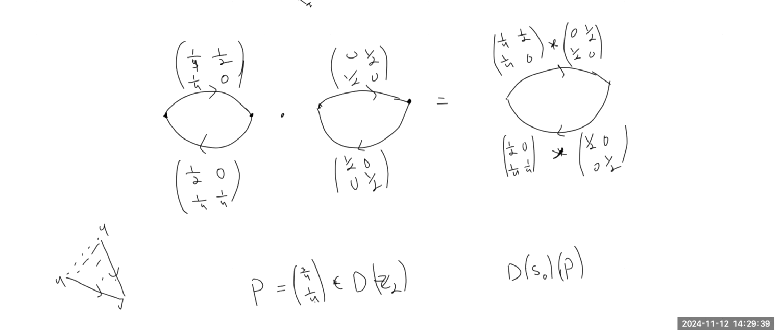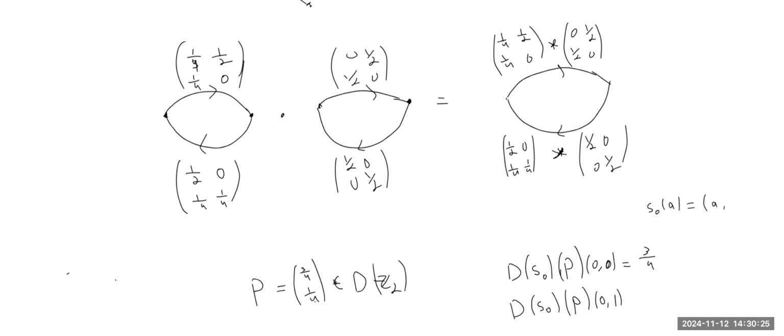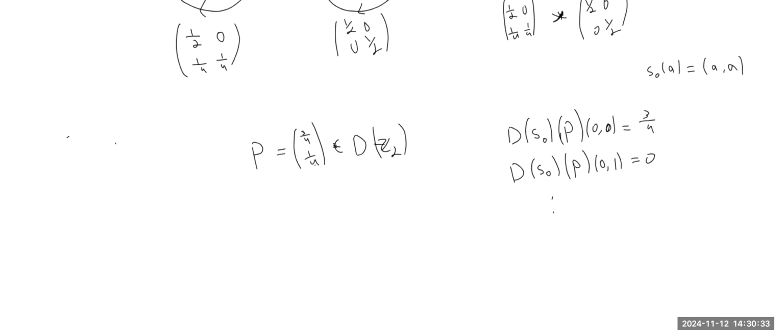So here it will be the same if we apply it on a distribution. Take for example 0, 0. We take all the things that send me to 0, 0 here. Which one sends me to 0, 0? If I copy 0, it will be this 3/4. And for S0 on 0, 1, no copy gives me 0, 1, because S0 of A is AA. So I can't get 0, 1, that's why it's 0. So in fact you will get that S0 of P will be 3 quarter here, and 0, 0.